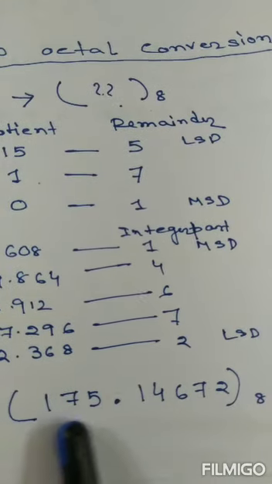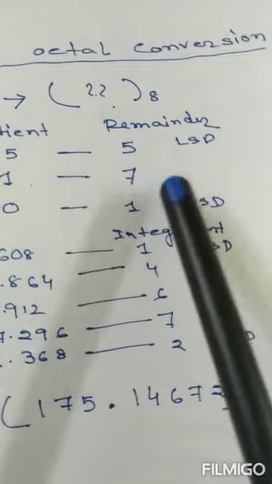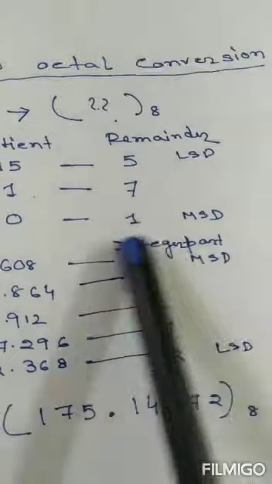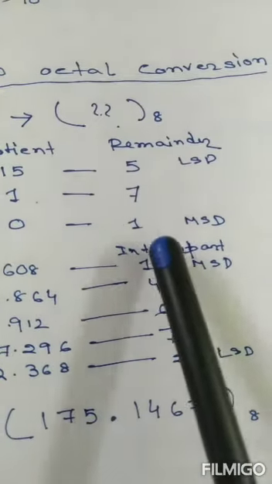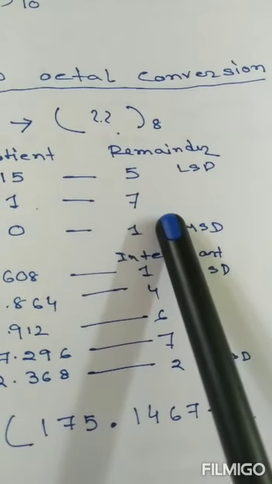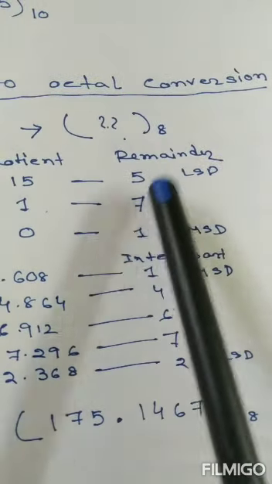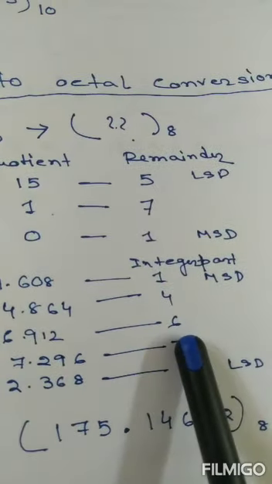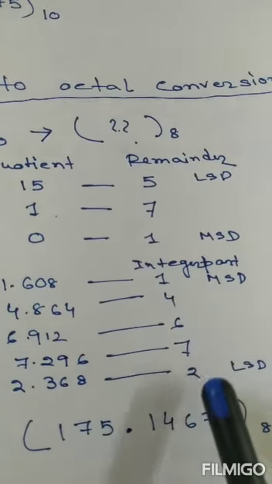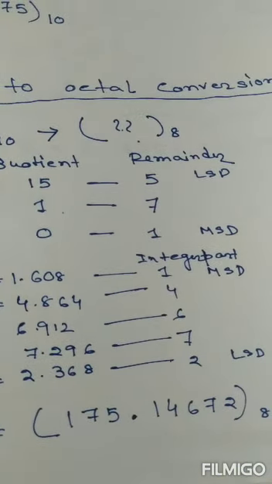So what is the actual answer for the integer part? The answer is 175. Point. For the fraction part, the answer is 14672. For the integer part, you write from this part to this part, that is 175, and for the fraction part you write from top to bottom, that is 14672. Okay, this is the answer of the octal number.